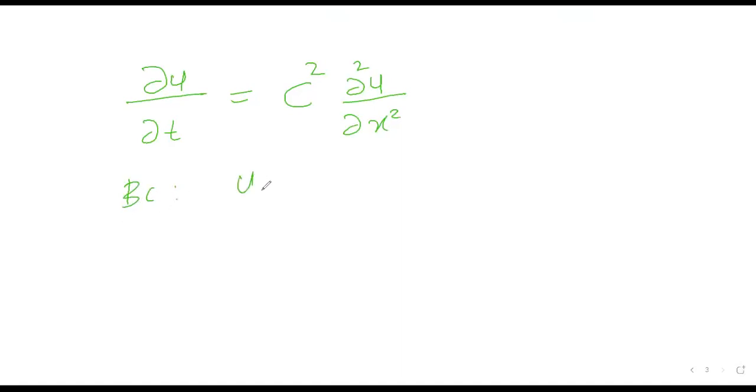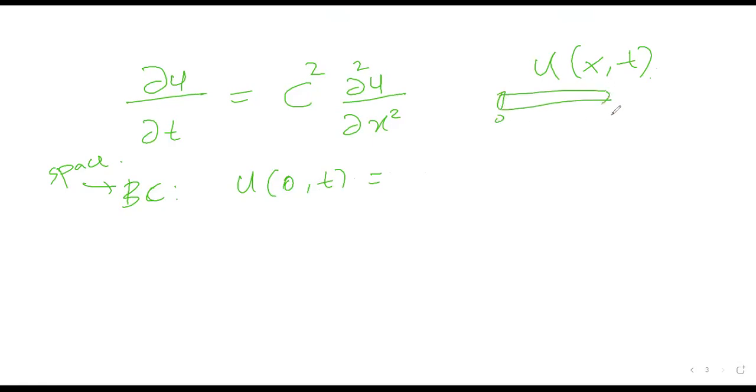Now in the boundary condition, the only thing that is going to change is this one. Our equation u depends on x comma t, so in this boundary condition it depends on the space. Space only is going to change. I told you I'm going to take the rod as 0 comma L. This is my initial point, and this is my ending point in the rod, in the space.